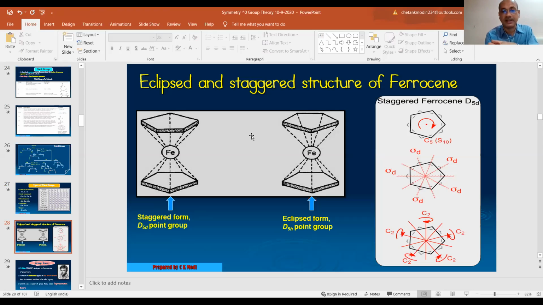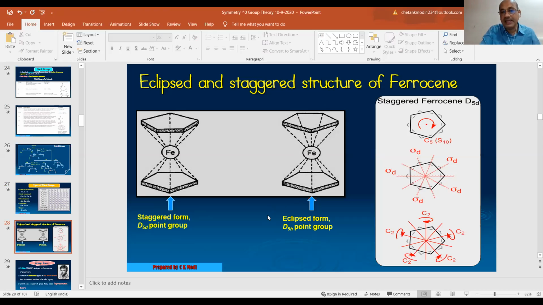ring, a cyclopentadienyl ring, with Fe present in between the rings. So we consider it as a single ring. The upper ring and the lower ring form a sandwich structure, that is called the eclipse form. So in the eclipse structure, what is the point group?